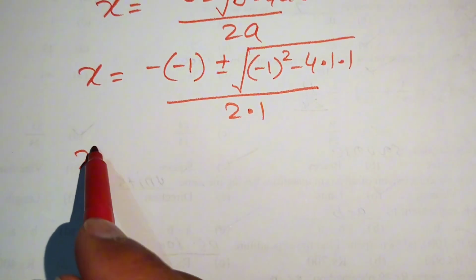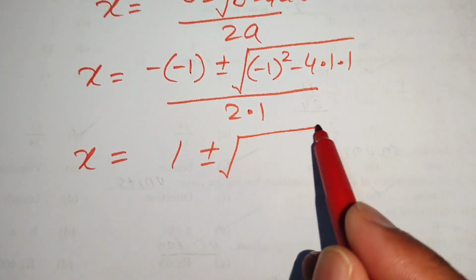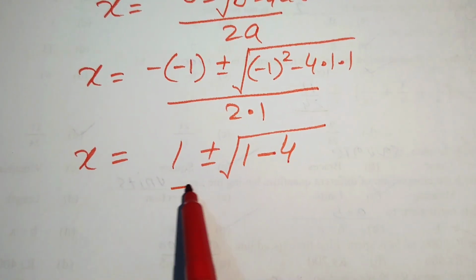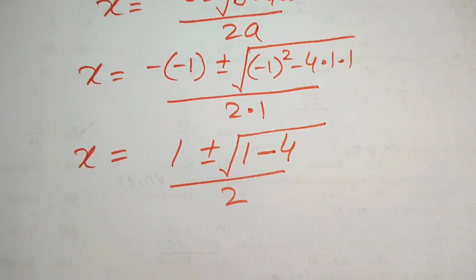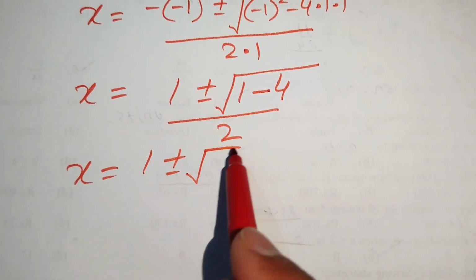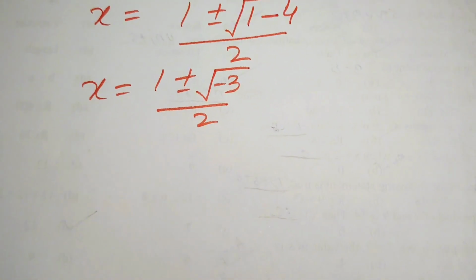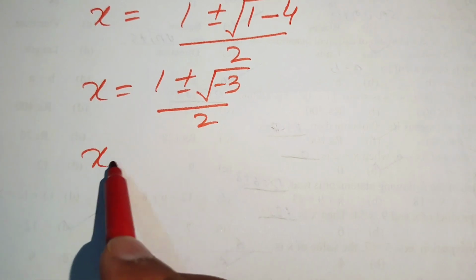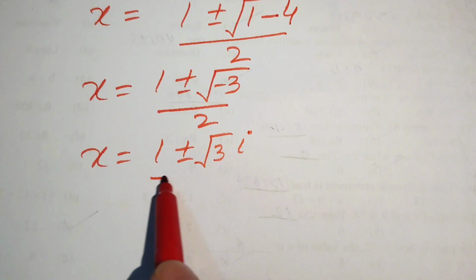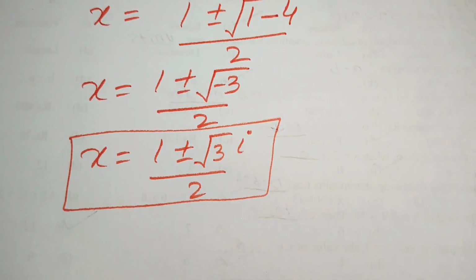In the next step we have x equals minus times minus becomes plus 1, ± square root of (-1)^2 equals plus 1 and minus 4 times 1 is 4, divided by 2. Now in the next step we have x equals 1 ± square root of -3 divided by 2. Again the negative sign comes inside the square root, so we write it as 1 ± square root of 3 iota, divided by 2. So these are the other two roots of the given equation.